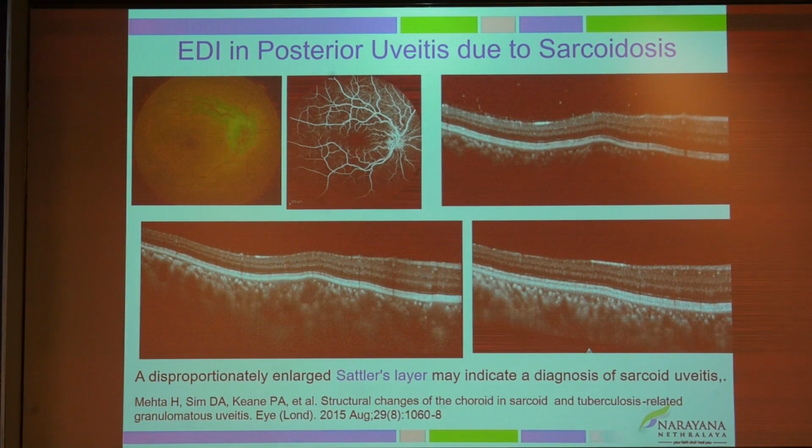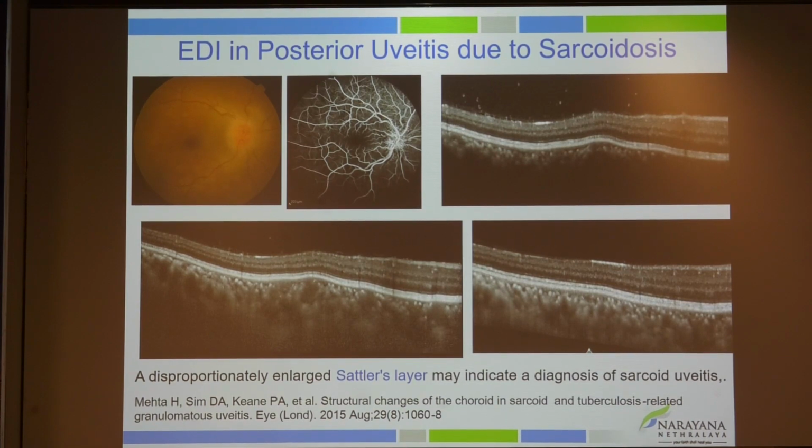Enhanced depth imaging is used to study posterior uveitis. Here, by using the EDI technique, in addition to measuring the choroidal thickness, we can also study the morphological changes. Sattler's layer is predominantly involved in case of sarcoidosis.